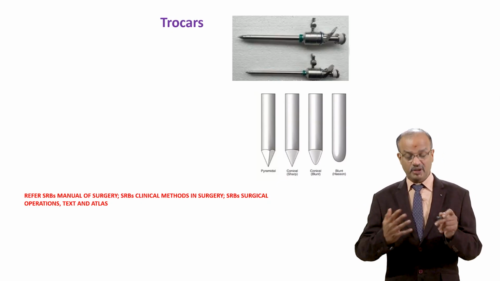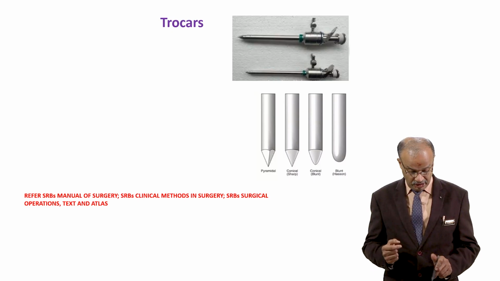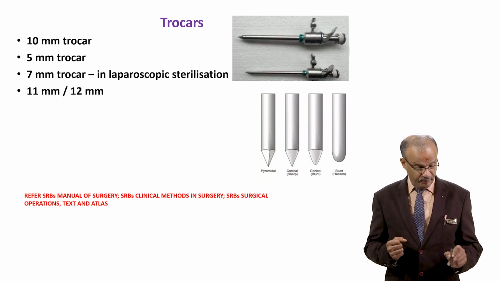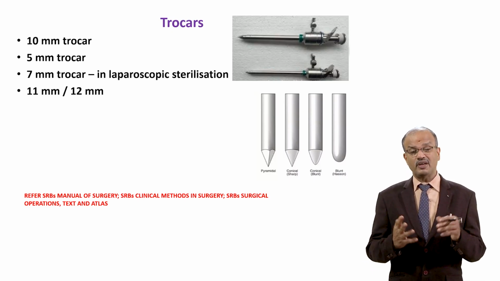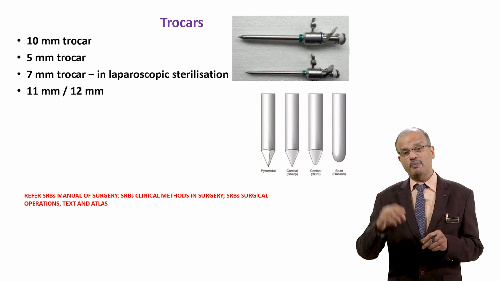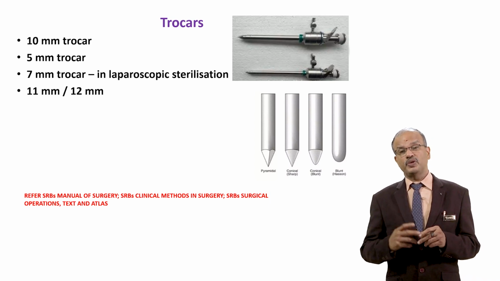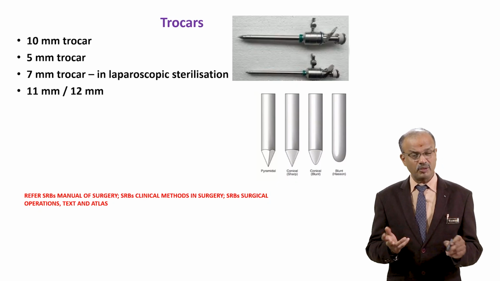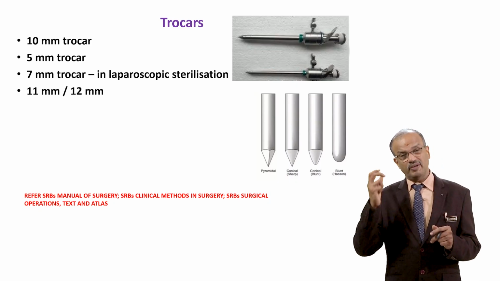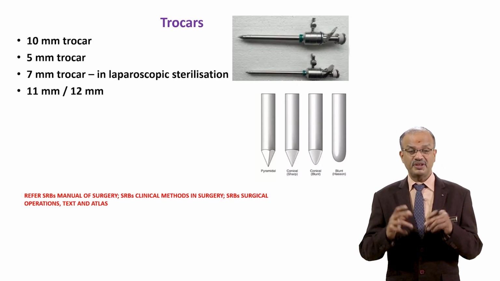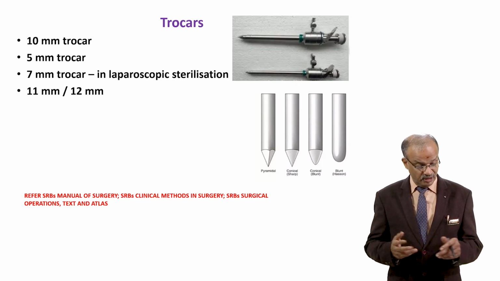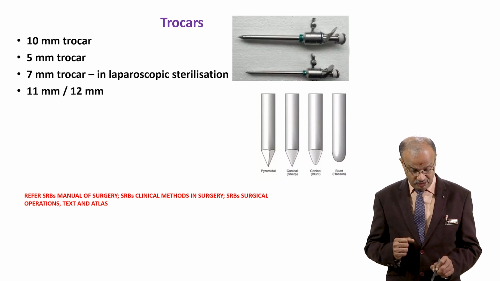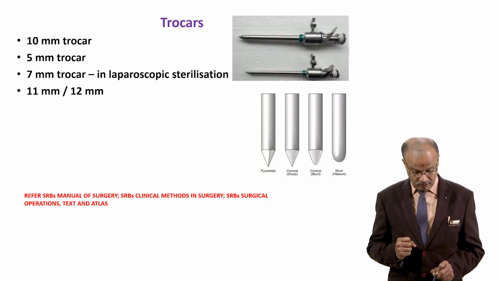So you can always see in the OT these different types of trocars, 5 mm, 10 mm. The 7 mm is mainly for laparoscopic sterilization, when you'll be applying clips to the fallopian tube on both sides during sterilization. 11 mm, 12 mm are used in major surgeries, when you want to push mesh in, for example in IPOM. So different sizes of trocars, but commonly it is the 5 mm and 10 mm, remember.